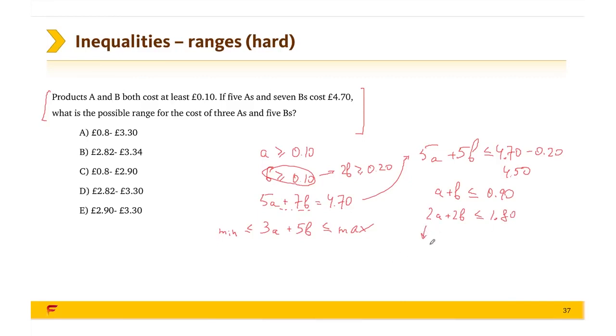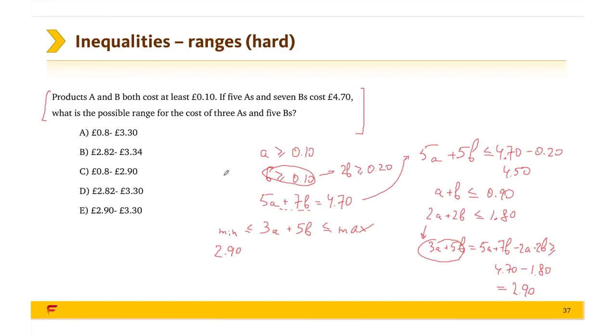And this in turn means that 3A plus 5B, which is nothing but 5A plus 7B minus 2A minus 2B, should be greater than or equal to 470 minus 180, which equals 290. Okay, so we know for sure that 3A plus 5B should be greater than or equal to 290. So this is our candidate for the lower bound of the range. Let's see if we can improve on it. If not, that should be our answer.